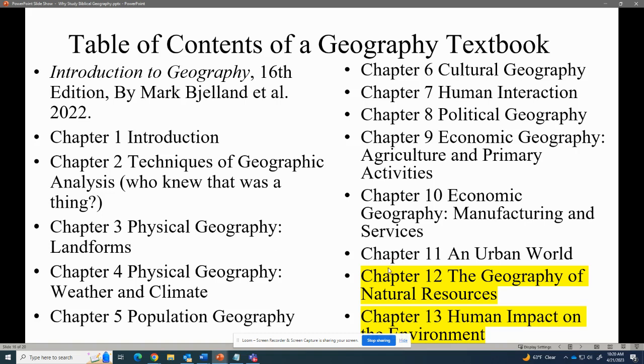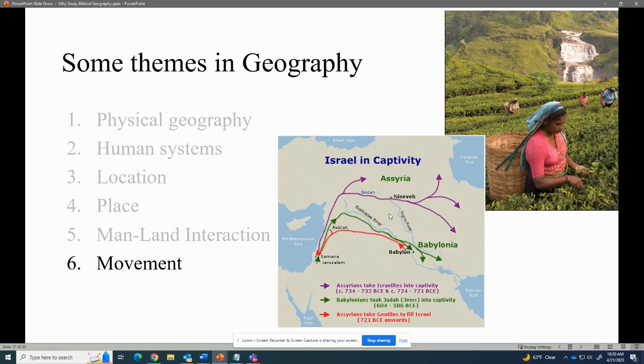So here in our sample textbook, chapters 12 and 13 emphasize this idea between humans using natural resources and impacts that we might have on the environment. Another theme of geography is movement. Now, you might be wondering what this upper right-hand picture has to do with the Holy Land, and it has absolutely nothing to do with the Holy Land, but it does illustrate movement.